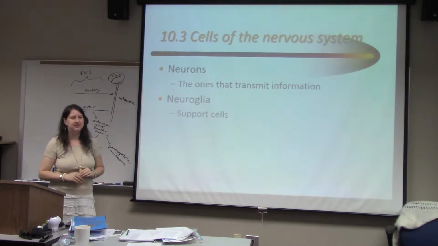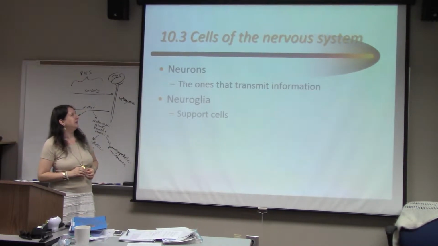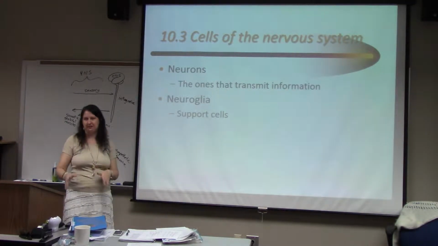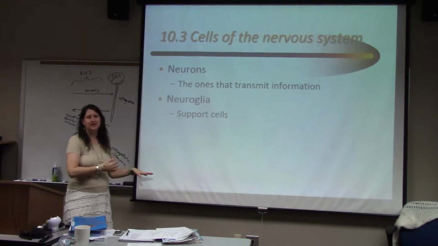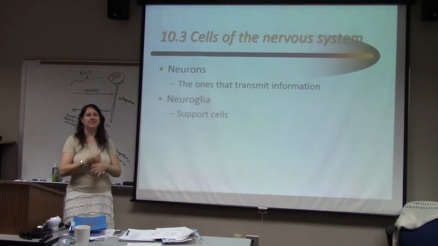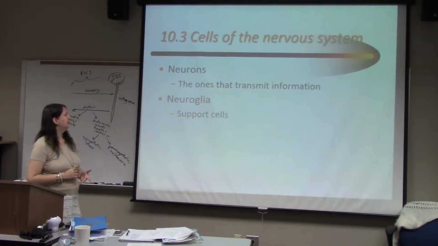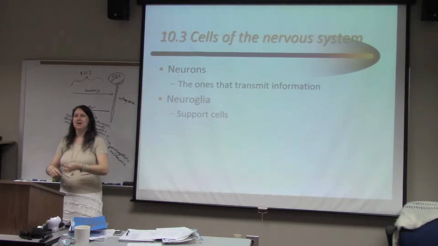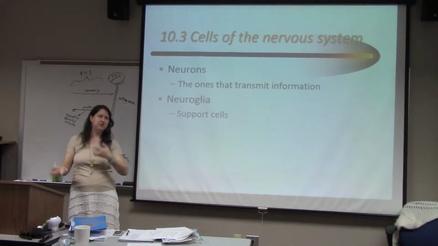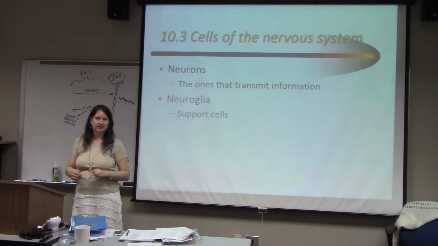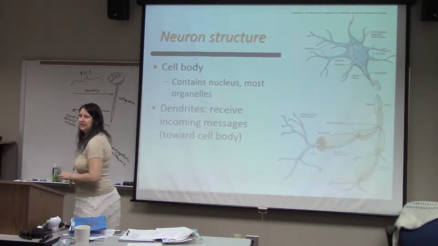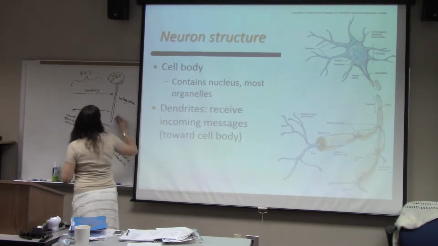Cells in the nervous system, or the cells in nervous tissue, we're going to take a closer look at now. Neurons are the ones that transmit information. They're the ones that carry action potentials around the body and do the communication. Neuroglia are support cells. They don't send the messages, but they're essential to the neurons being able to do their work. Looking at the neurons first.